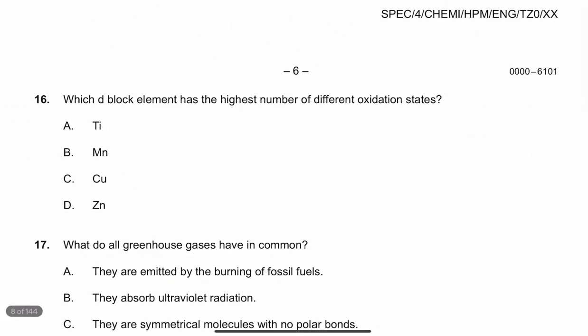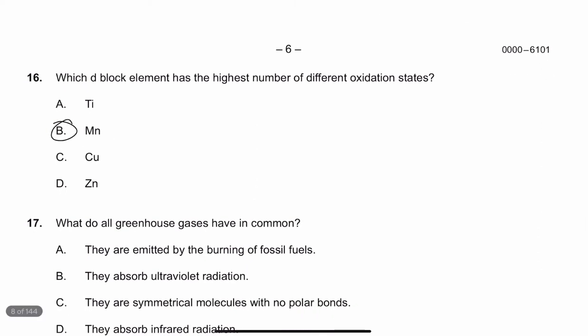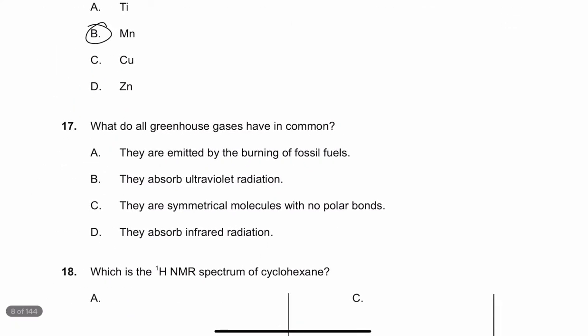Nice. 16. Which D block element has the highest number of different oxidation states? Okay, this I think is just useful knowledge to know. It's manganese, Mn. It has 7 if I'm not mistaken. You should just remember that. Pretty easy to remember. It's even in your data booklet. You're not going to have your data booklet during this test, but when you're browsing your data booklet while revising, you should be able to see that manganese has the most oxidation states, so you should know it is manganese, Mn. So B is our answer.